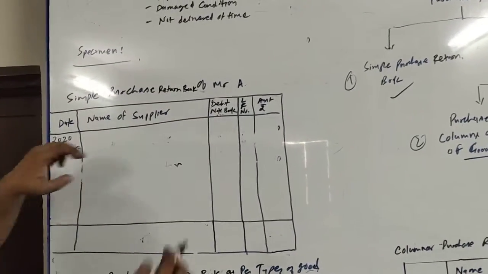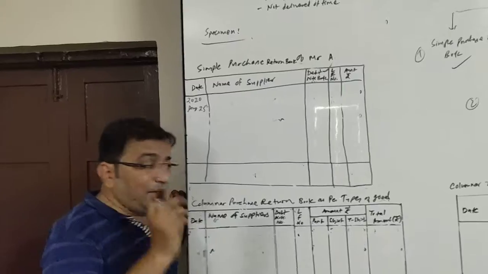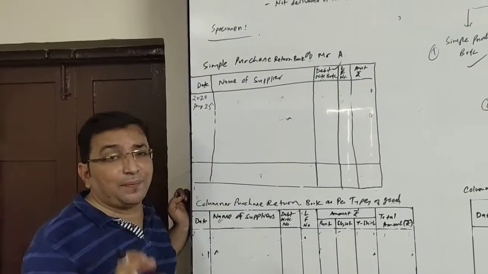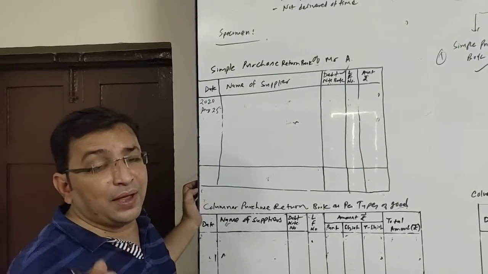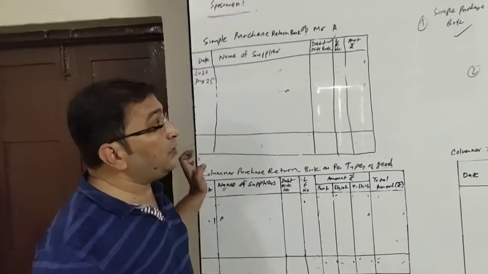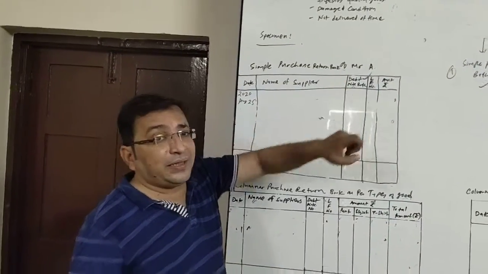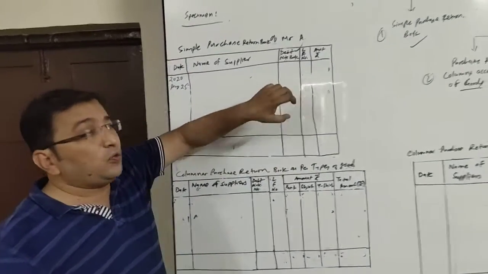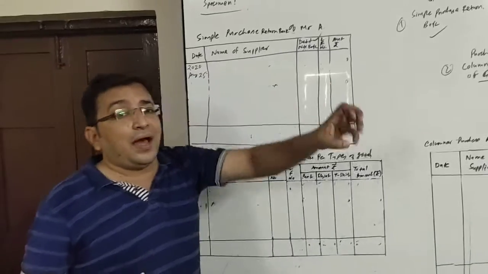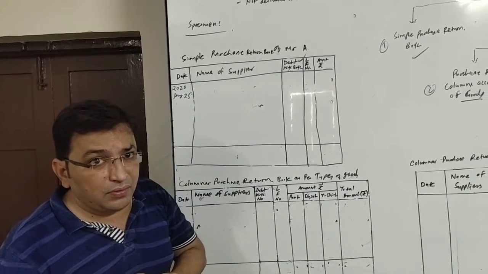The third column, which is the different one, is debit note number. See, when we return goods to our supplier, we send a note with him which is known as debit note. What do we call it? Debit note. So debit note number, that note number we will be writing. In that debit note, it will be written that towards this return we are debiting this much of amount to your account, right?